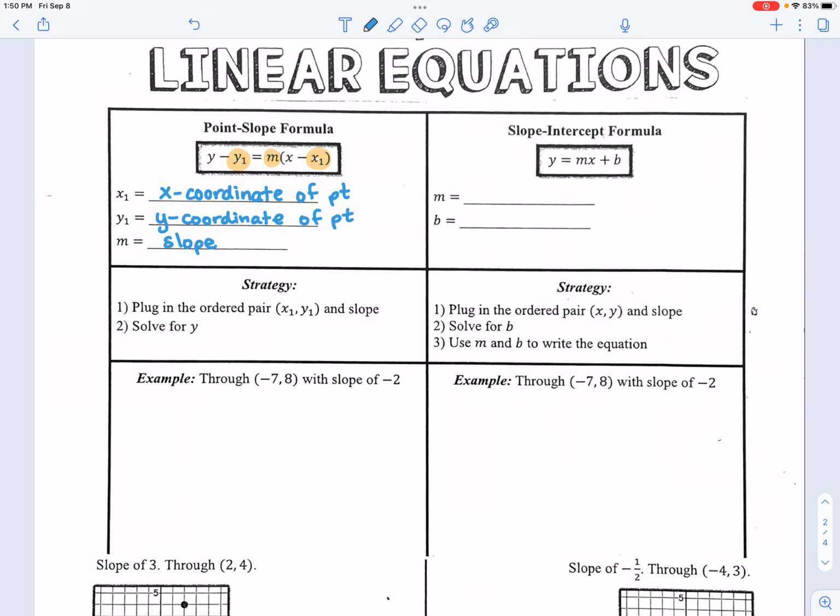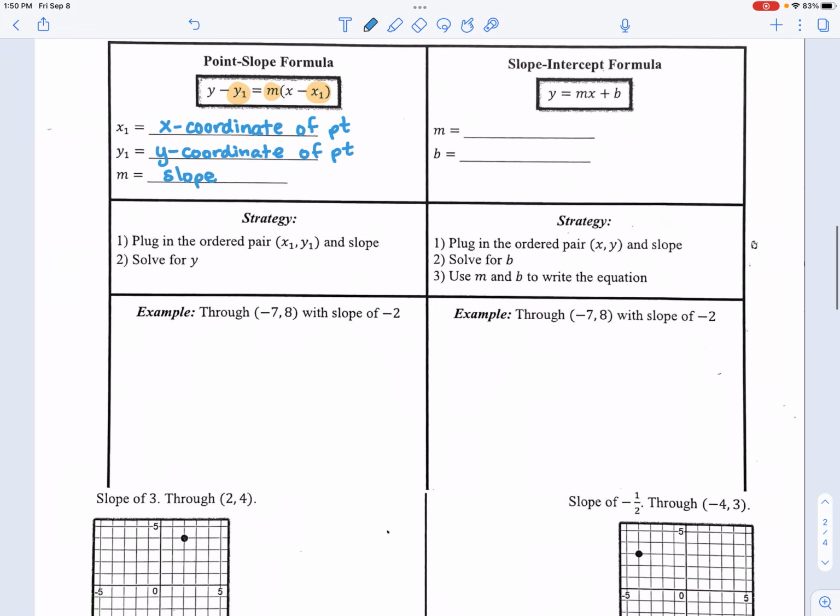So here it says, our strategy when using our point slope formula is plug in the ordered pair, the x1 and the y1, and the slope, and then just solve for y. 2 steps. So we're looking at this example here. We want a line that goes through (-7, 8) with the slope of -2. I'm going to label x1, y1. That's going to help me plug into my x1 and my y1 of my point slope formula. My slope, my m, is -2. So I'm just going to be plugging into that point slope formula up on top.